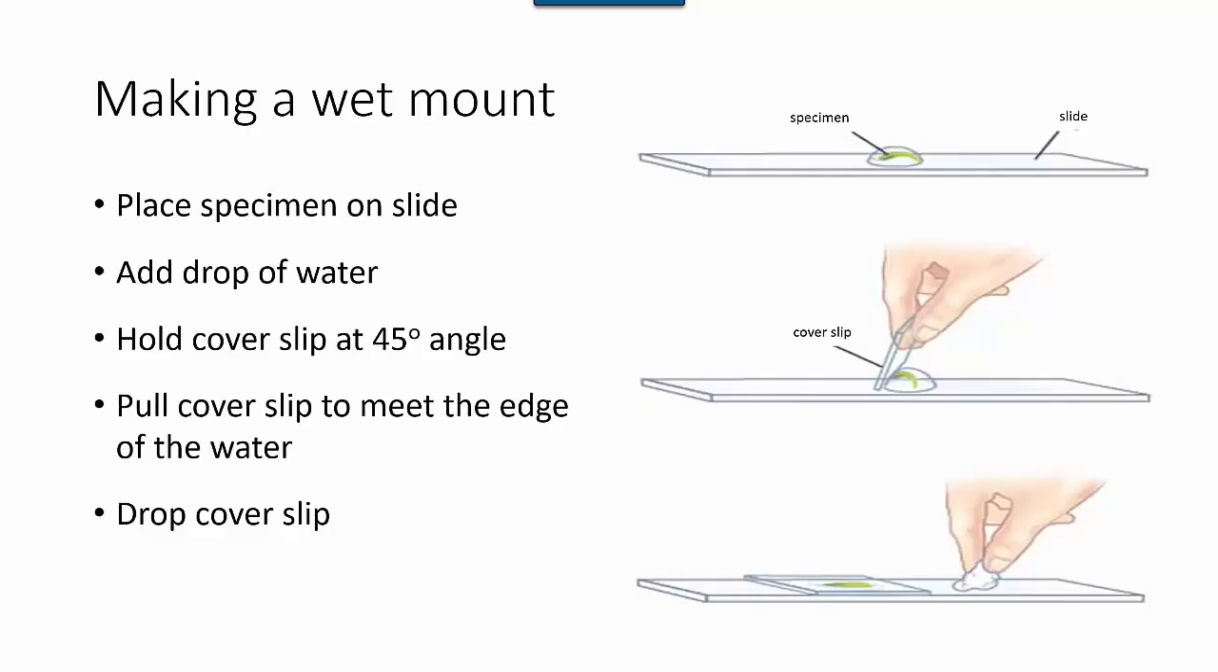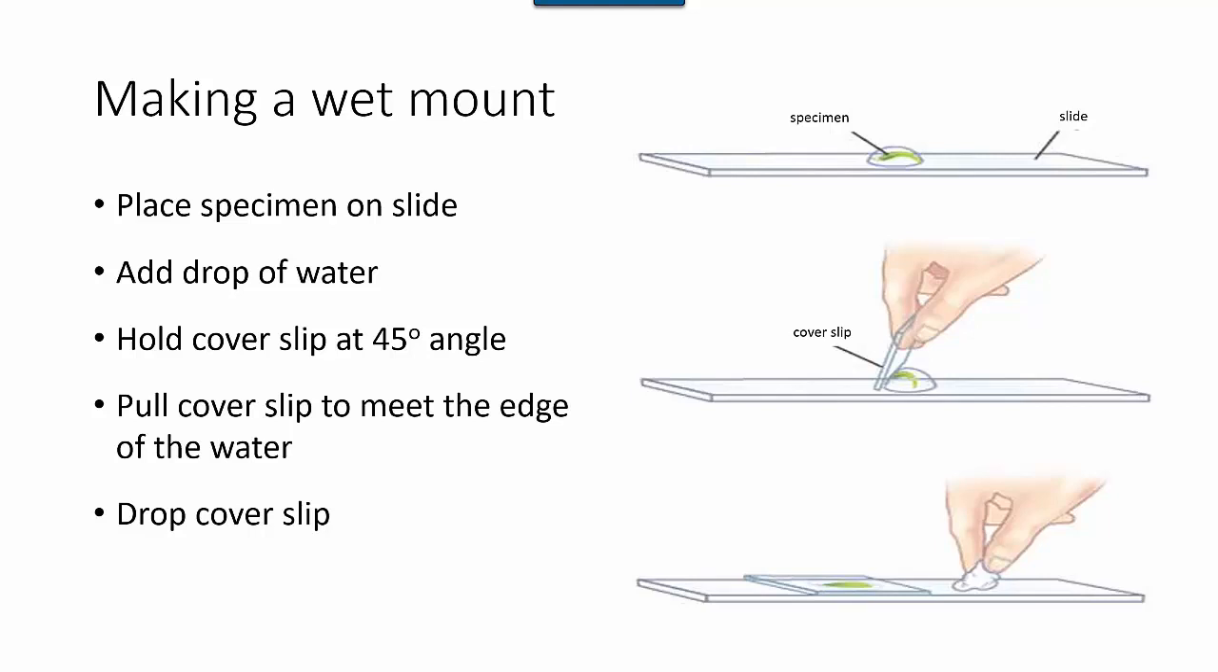Temporary slides prepared in the lab are called wet mounts. They're made by mounting a specimen in liquid between a slide and a thin glass cover slip. To prepare a wet mount, first place the specimen on the slide and then cover it with a drop of water. To prevent excess air bubbles, don't just drop the cover slip directly on top of the liquid.